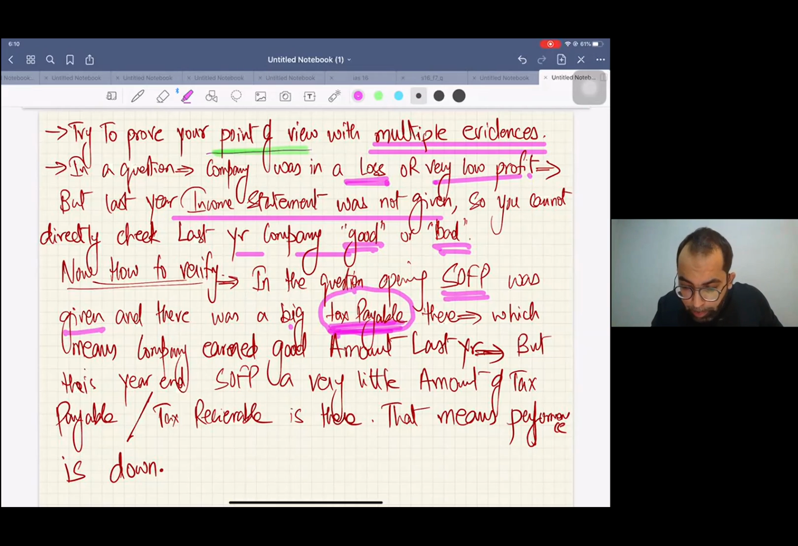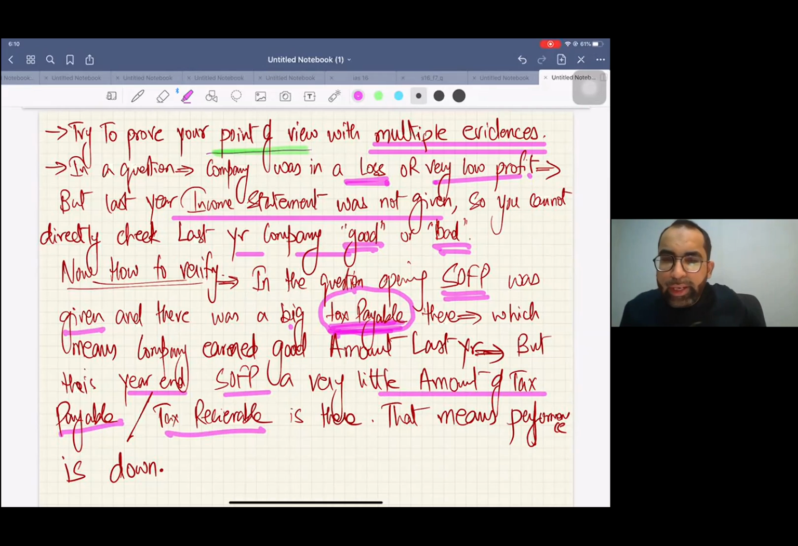But if this year in the SOFP, a very little amount of tax payable is there, or even tax receivable is there. In the opening SOFP, there is a big tax payable. This is evidence that last year you earned millions of dollars. That's why you have to pay a big tax. But at the end of this year, in the closing SOFP, there is a very small amount of tax payable, or we can say a tax receivable.